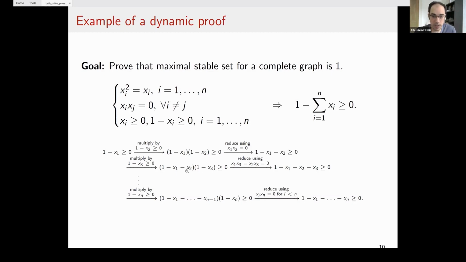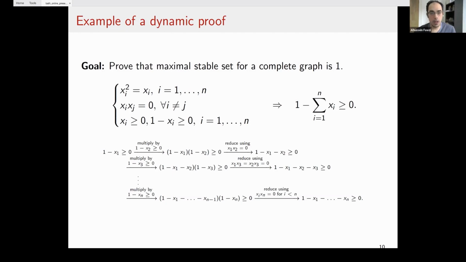Okay, so you can see that in this proof, the polynomials at each step are of degree less than or equal to 2. So it's a relatively simple proof in terms of the degree of the polynomials.